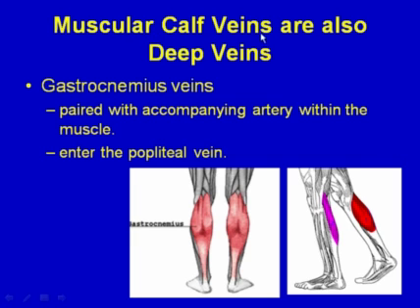The muscular calf veins, as I said, are also deep veins. Remember, the gastrocnemius veins will be in the gastrocnemius muscle. They often can be identified by an accompanying artery within the muscle, and they will enter the popliteal vein. And you can see here on the sagittal image, this is the more superficial muscle group here.